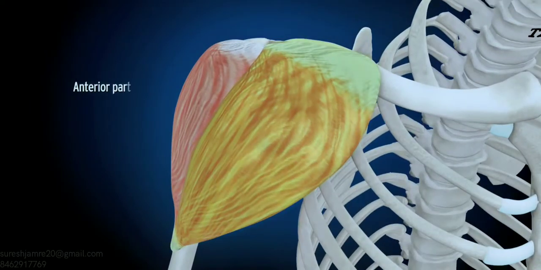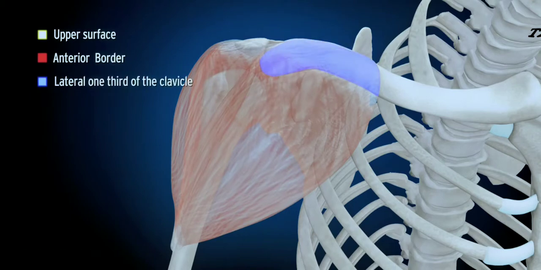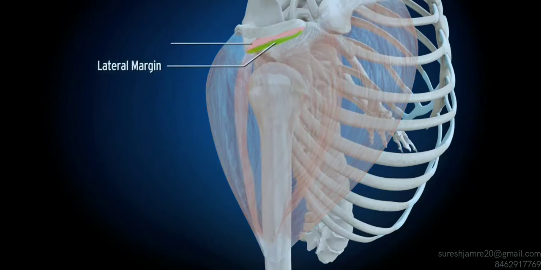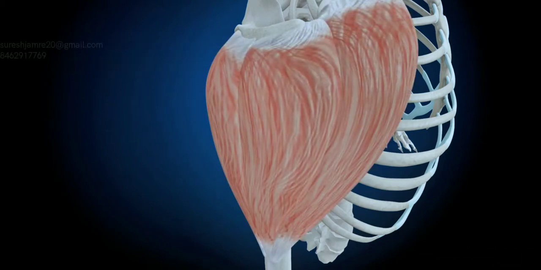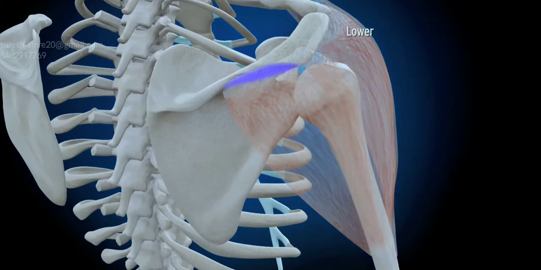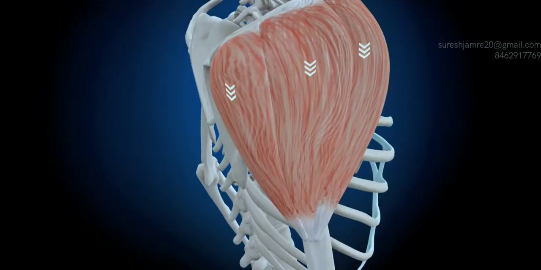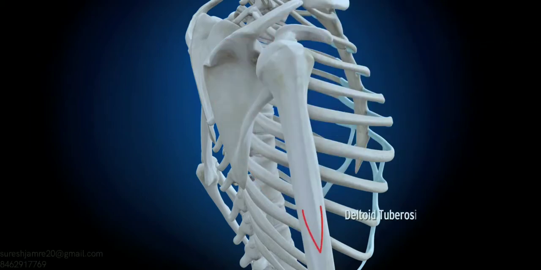Origin. The anterior part or clavicular part arises from the upper surface and anterior border of the lateral 1/3 of the clavicle. The middle or acromial part arises from the lateral margin and upper surface of the acromion. As described before, these fibers are multipinnate in nature. The posterior or spinous part arises from the lower lip of the crest of the spine of the scapula. Insertion. The fibers converge to form a short thick tendon which is inserted on the V-shaped deltoid tuberosity of the humerus.